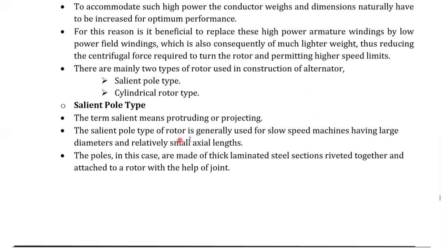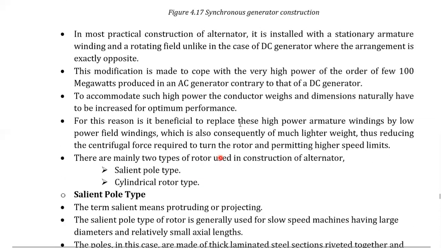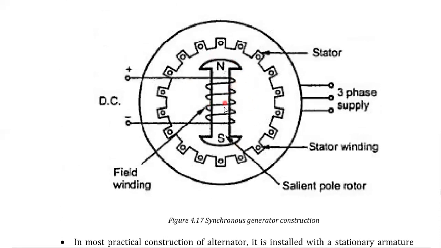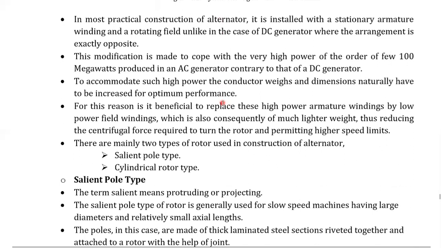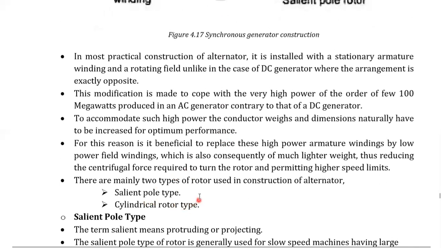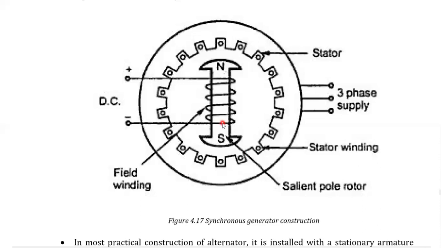The salient pole type rotor is generally used for slow speed machines. The speed of this salient pole type rotor machine is very low compared to the squirrel cage, non-salient pole, cylindrical rotor type. Compared to the cylindrical type rotor, the speed of the salient pole rotor is very low because of the centrifugal forces developed on the rotor. So it cannot withstand high speeds. For high speeds, this machine cannot work.